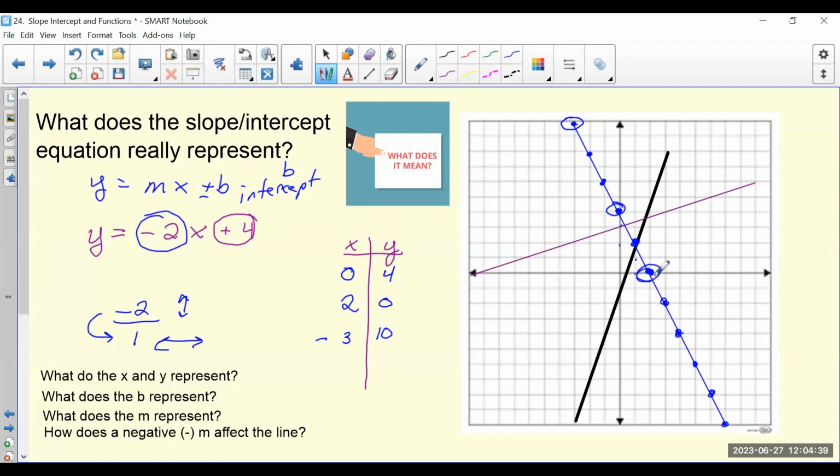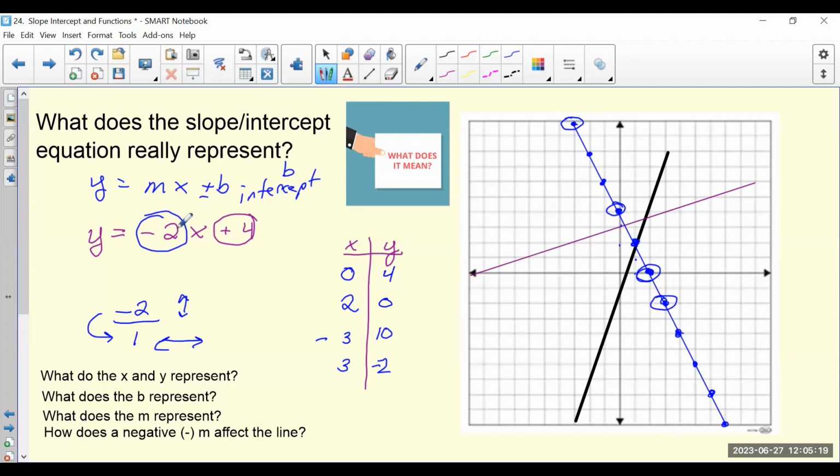Check one more. We did 2, we'll do 3. Okay. Negative 2 times 3, negative 6, plus 4. Think about it. It might be faster than I am, but I think it's negative 2. Negative 3 times negative 2 is negative 6. Negative 6 plus 4, negative 2. So we would go over 3 down 2, over 1, 2, 3, down 1, 2, and it's right there.